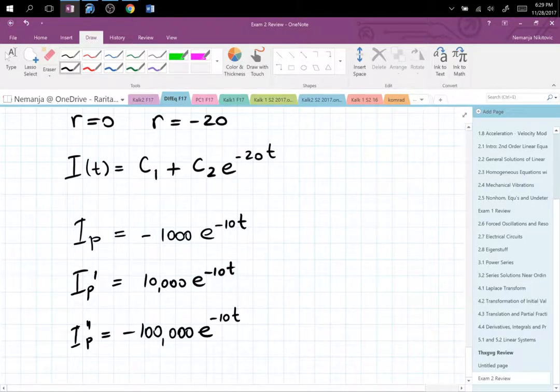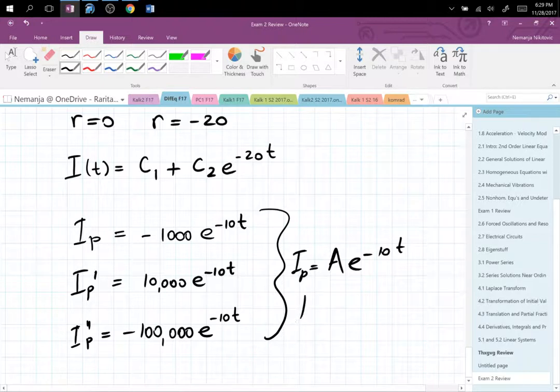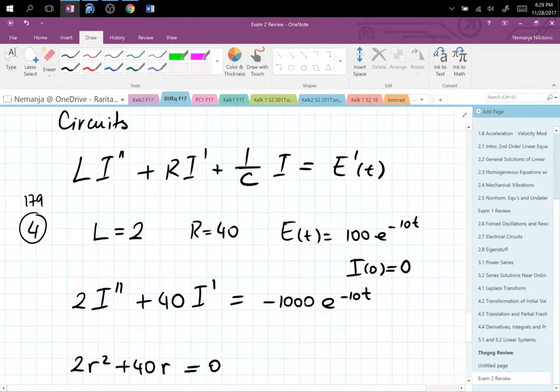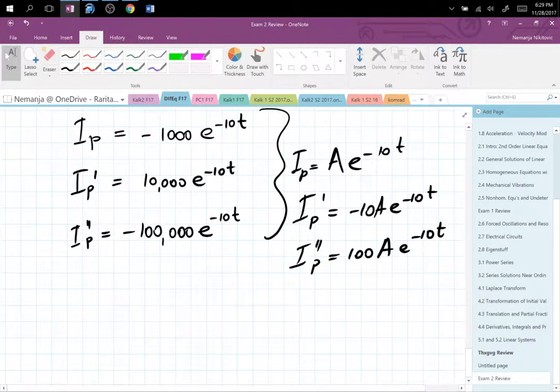So what is the general form of this? A e to the negative 10t. So that's the general form. And then we take two derivatives of those. So negative 10A e to the negative 10t, and the double prime would be 100A e to the negative 10t. Now we plug that into our original formula. So 2 times 100A e to the negative 10t plus 40 times I prime.